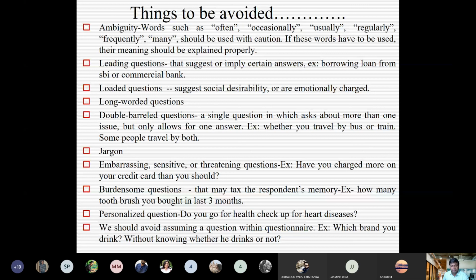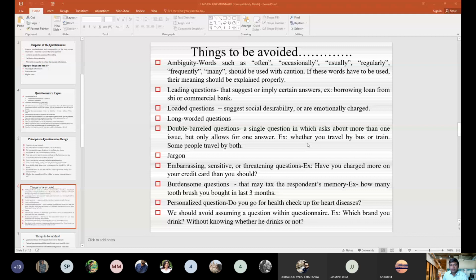No, sir. Are you all clear now? Can you develop a questionnaire if I tell you? Yes, sir. Okay, so good. So in future you will not have much problem. You can easily develop a questionnaire.